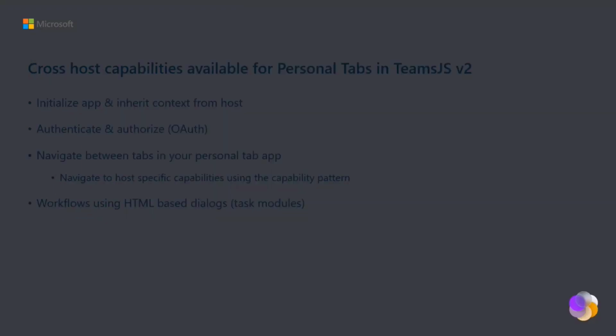Now, let's look at the core set of capabilities that will be available across all the hosts. To get started, the app needs to initialize and get the right context from the host. These are standard app loading behaviors and success failure callbacks available in Teams that are now available across the hubs. In addition, the host will now pass additional context like the host name when the app initializes. Lastly, all the OAuth flows that you expect to work in Teams are going to be available in the other hosts as well.